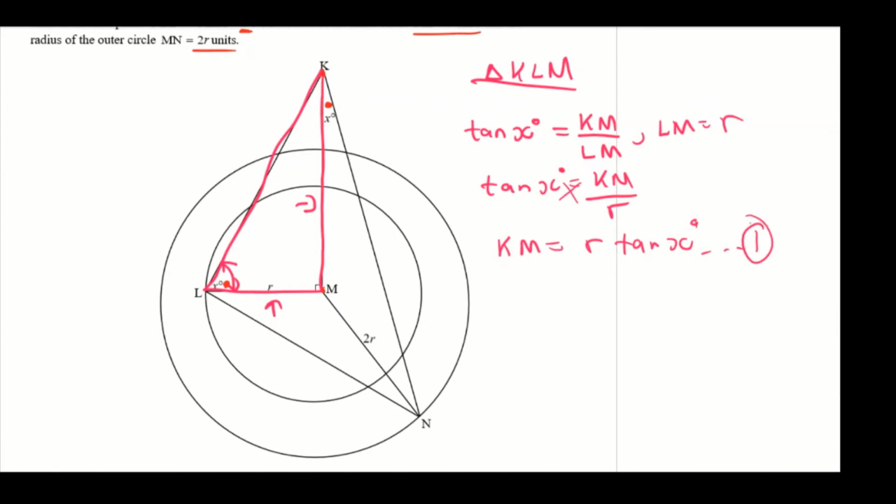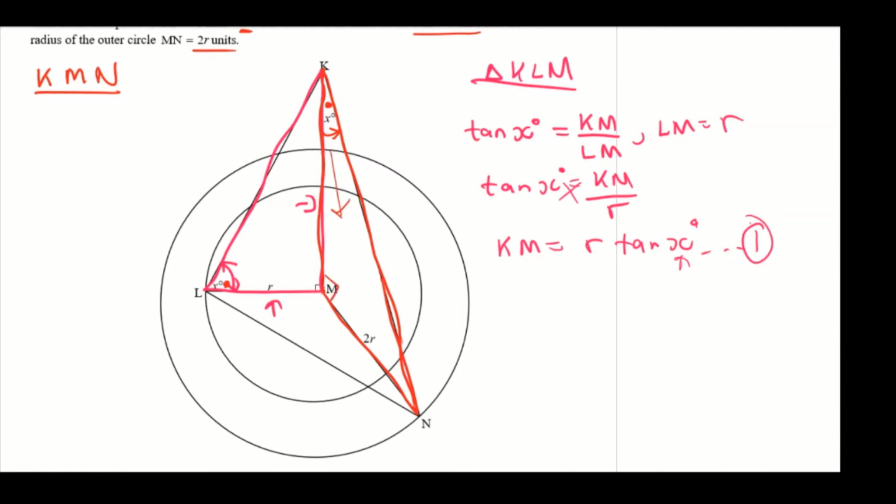Why am I doing this? Because the aim is to find this value of x, this angle. So I'm going to use another triangle. I'm going to use this triangle here because it has the angle of x. So the triangle is KMN. I'm going to write the same expression using this angle of x degrees. So the x degrees is facing that direction.